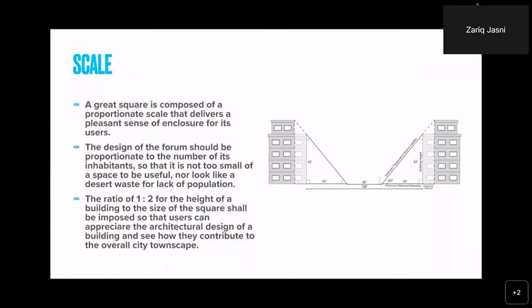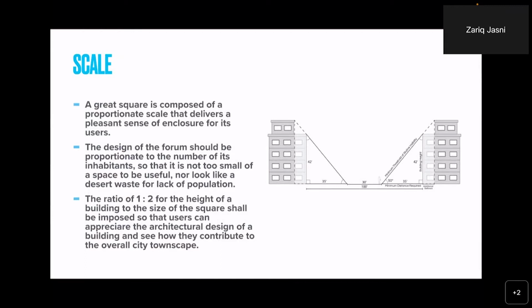So next would be scale. A great square is composed of a proportionate scale that delivers a pleasant sense of enclosure for its users. The design of the forum should be proportionate to the number of its inhabitants, so that it is not too small of a space to be useful, nor look like desert waste for lack of population.